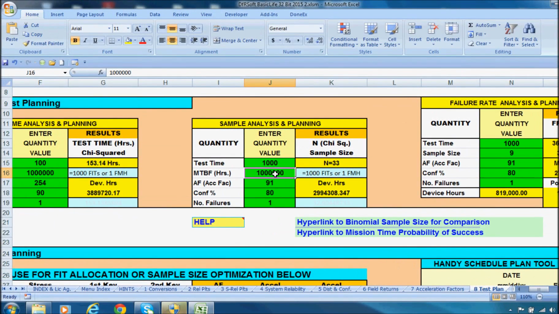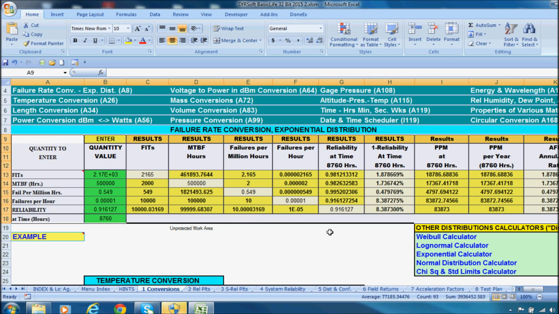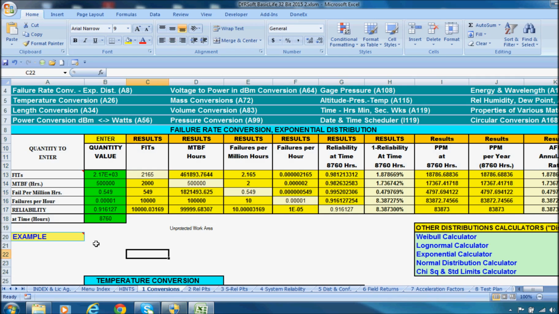Okay, there are a few more things that we would want to do. We can look at other distributions, for example, other than the chi-squared. First, I'd like to mention that some people like to design testing by looking at the probability of mission success. You can do that. We can hyperlink to that area here, on our first page on conversions, and there are examples of how to put in the data. And we had 1,000,000 hours, so okay, let me put that in. I think I didn't do that quite right.